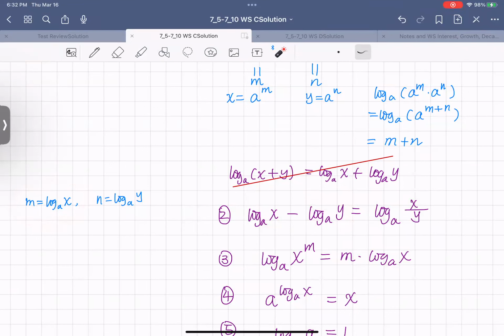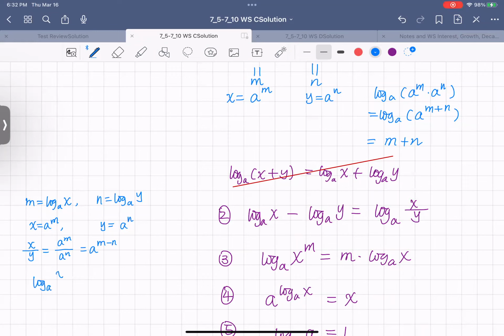So x is who? Based on this definition, x is who? A to the power of m. X equals a to the power of m. Y equals a to the power of n. Now, if I do x divided by y, x over y will be who over who? A to the power of m over a to the power of n. So on the top, a to the power of m minus n. Make sense? Yeah.